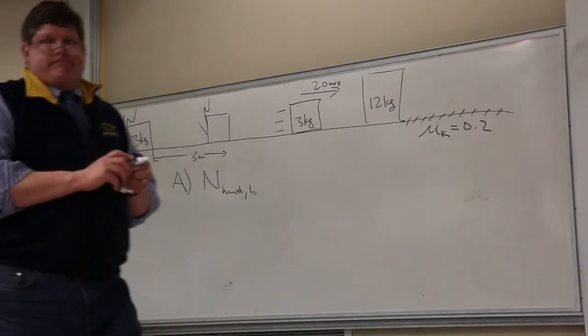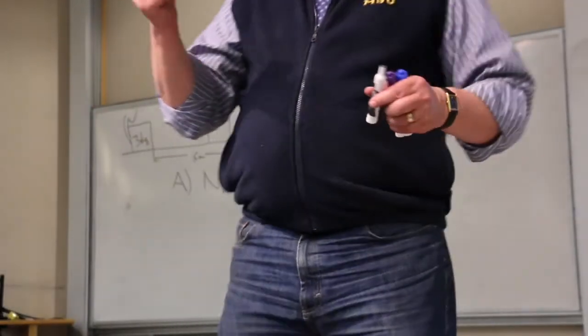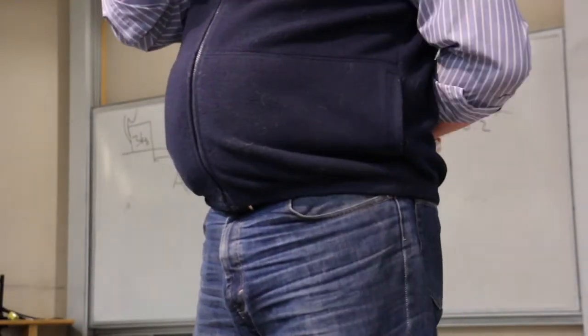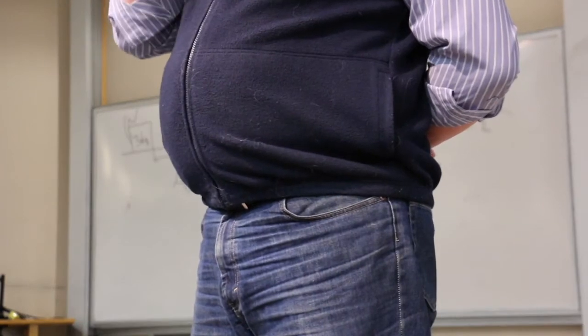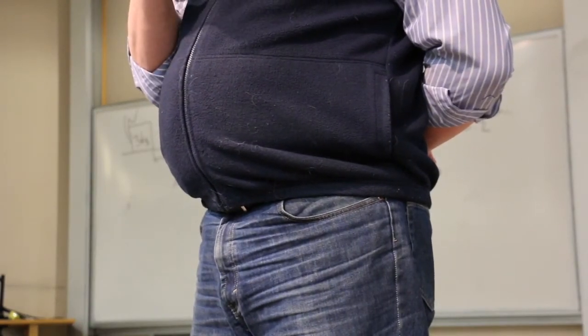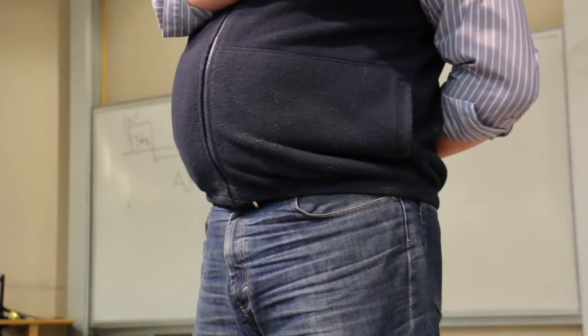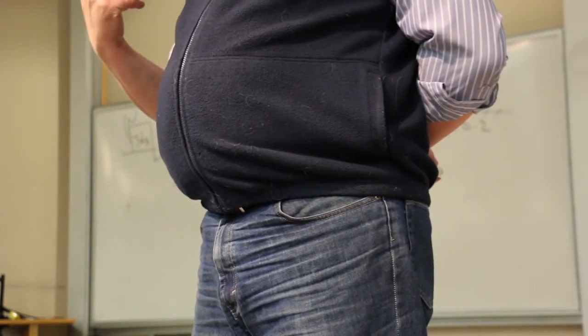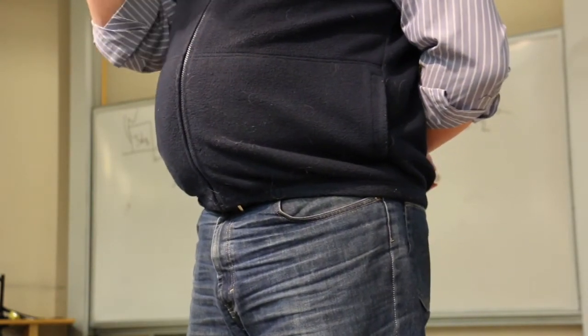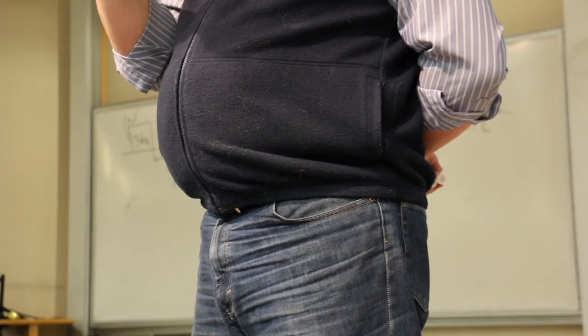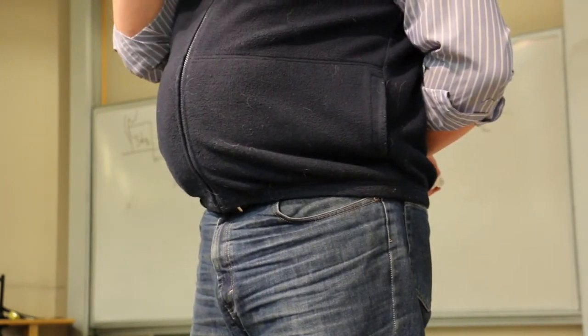Now, the decision tree is as follows. The first question we ask ourselves is, is this a collision? Well, yeah, it's going to collide in a minute, but it hasn't yet. Now, if it's a collision, that's a momentum problem. But it's not a collision.